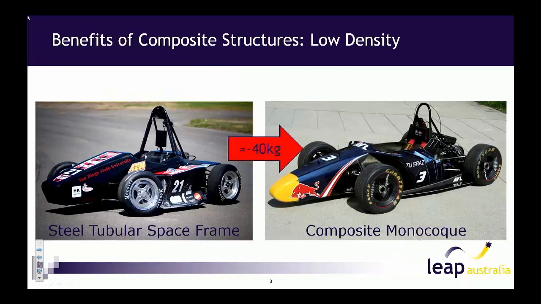So I understand I'm probably preaching to the choir about why composites are good, but obviously a lot of their mechanical properties are very advantageous to high performance vehicles. Their strength is comparable to steel.